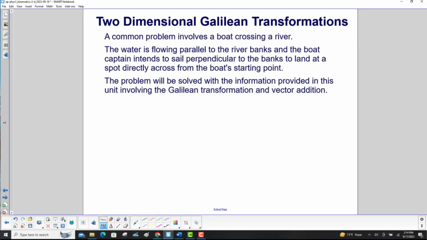A common problem involves a boat crossing a river. The water is flowing parallel to the riverbanks, and the boat captain intends to sail perpendicular to the banks to land at a spot directly across from the boat's starting point. So what we're looking at is this. We've got the river going this way, and the boat wants to go directly across. The problem will be solved with the information provided in this unit involving the Galilean transformation and vector addition.